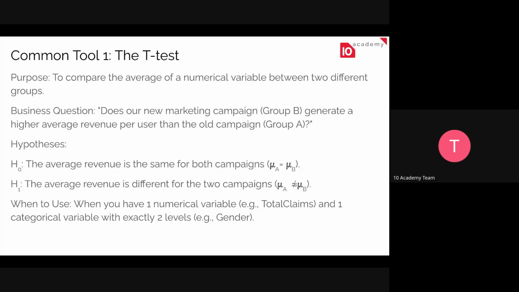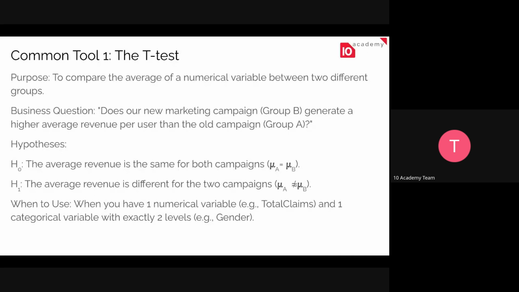So, for example, if you are wondering, does our marketing campaign of Group B generate higher average revenue per user than the old campaign, Group A? The null hypothesis could be that it's not going to be different, so the average revenue is the same for both campaigns. So mu A and mu B, which is group A and group B, are equal. We assume that in the null hypothesis. For the alternative hypothesis, which you want to prove, you will say that the average revenue is different for the two campaigns.